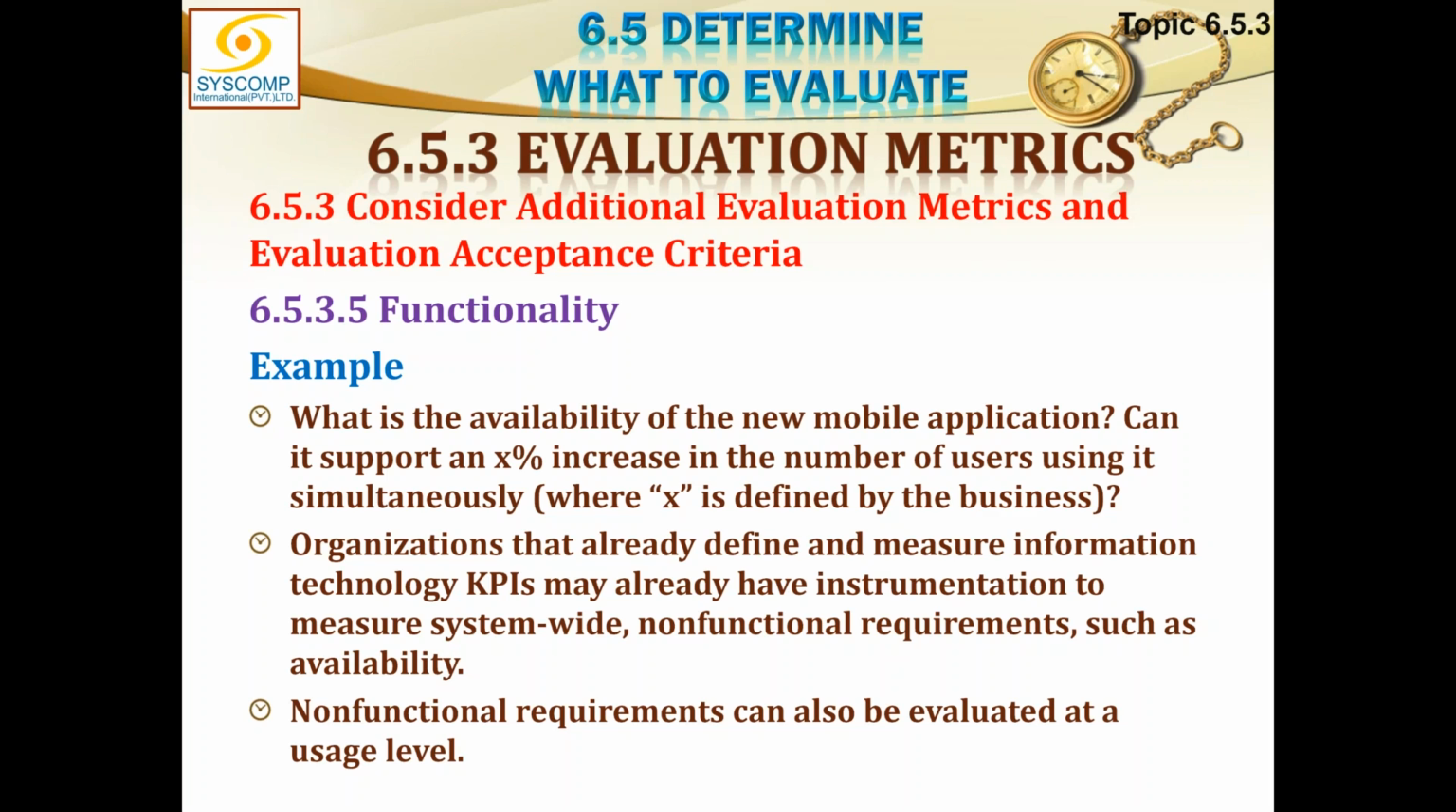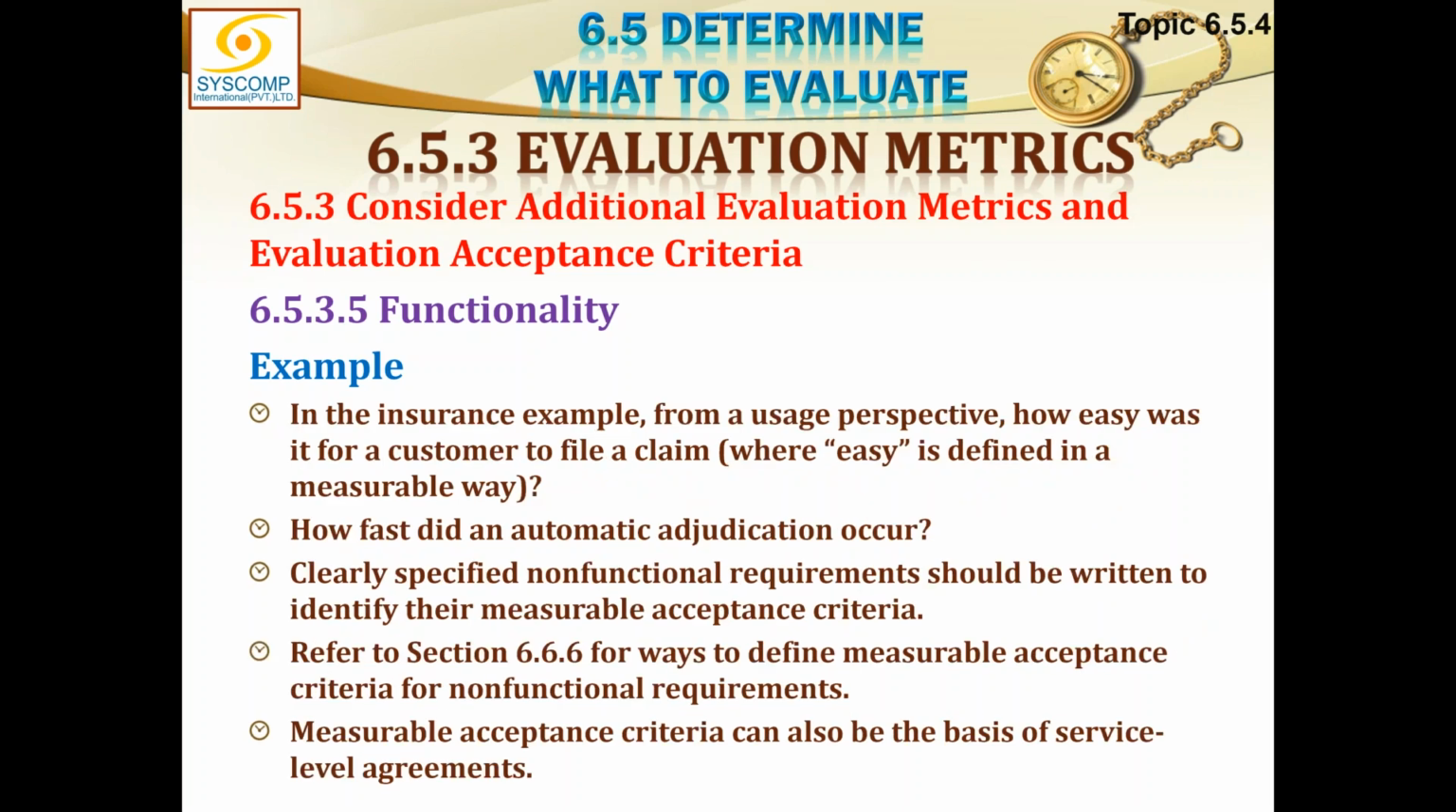at a usage level. In the insurance example, from a usage perspective, how easy was it for a customer to file a claim? Where easy is defined in a measurable way. How fast did an automatic adjudication process occur? Clearly specified non-functional requirements should be written down to identify their measurable acceptance criteria. Refer to section 6.6.6 that is coming subsequently for ways to define measurable acceptance criteria for non-functional requirements. Measurable acceptance criteria can also be the basis of service level agreements.